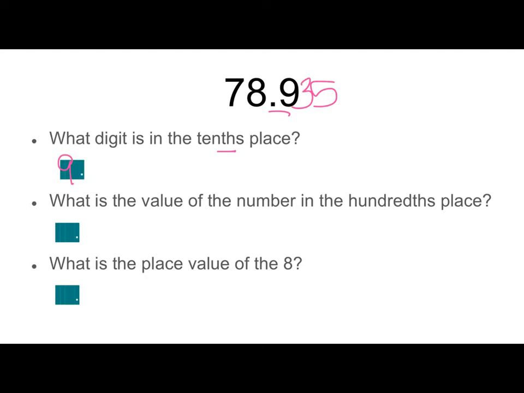So remember, it's tenths, hundredths, thousandths. So the hundredths is the 3. But what is that value? How much is it worth? It is worth 3 hundredths. Okay, it is worth 3 hundredths. What is the place value of the 8? It is the ones place. The place value is the place that it's sitting. The digit is just the number by itself, and its value is how much it's worth.